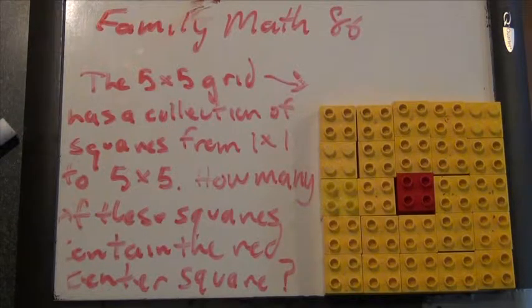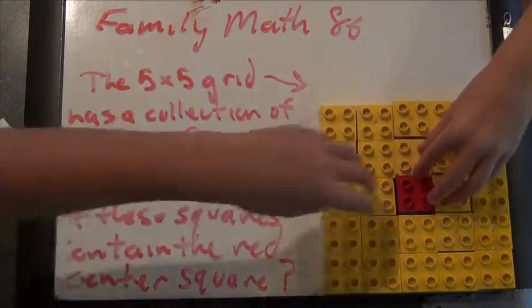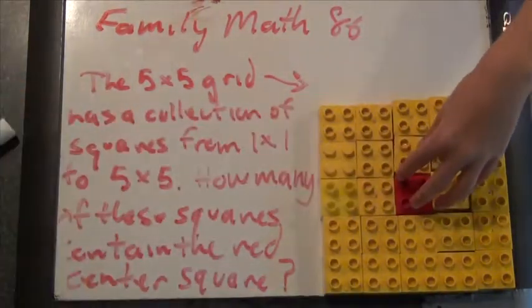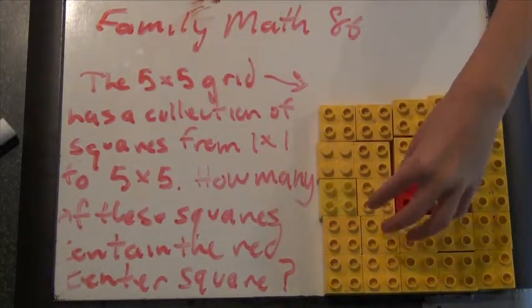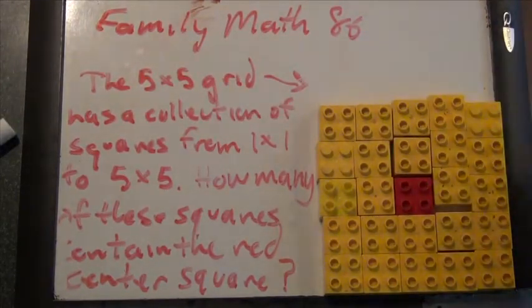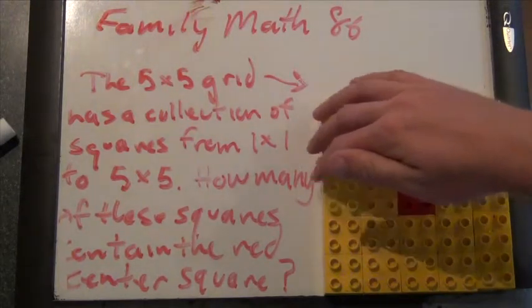Do you see any other kinds that contain it? Well, there's the 3 by 3 in the middle that contains it. 2 by 2, this 2 by 2, this 2 by 2. There's a lot. There's going to be a lot of squares that contain it.